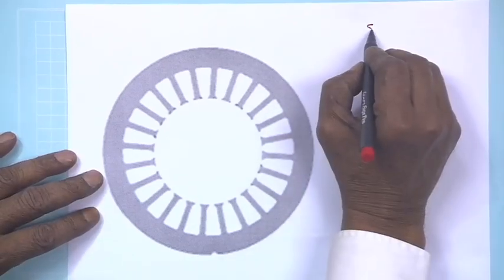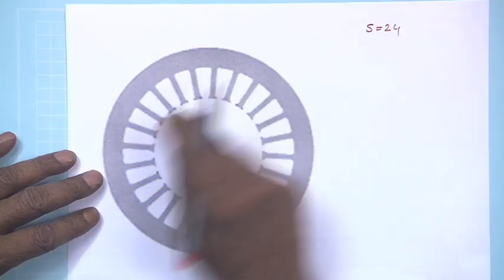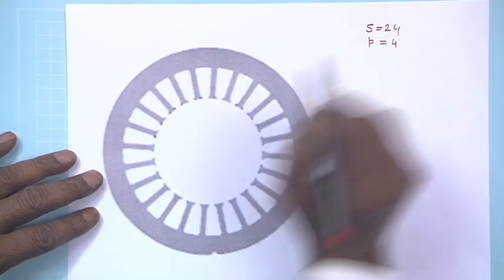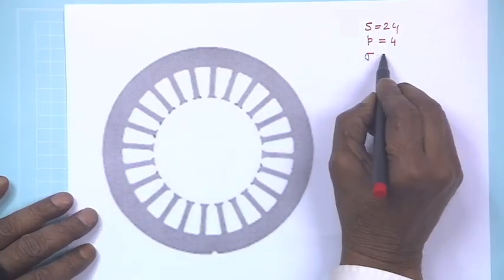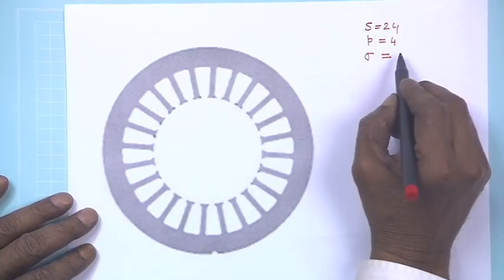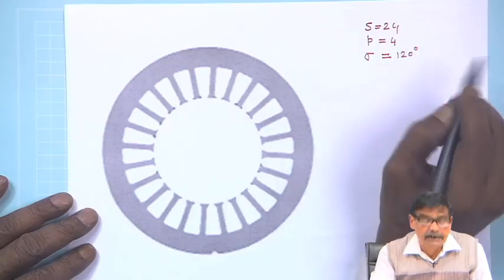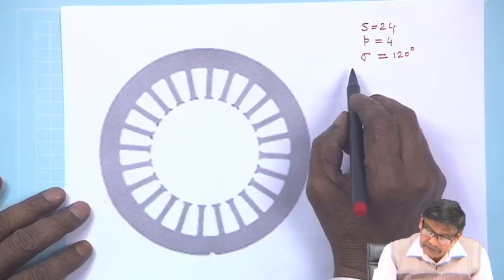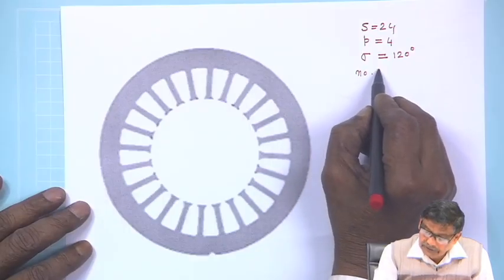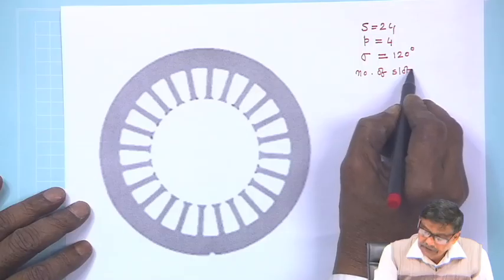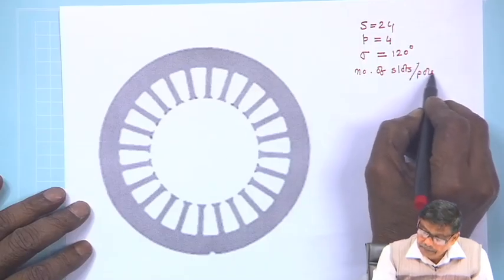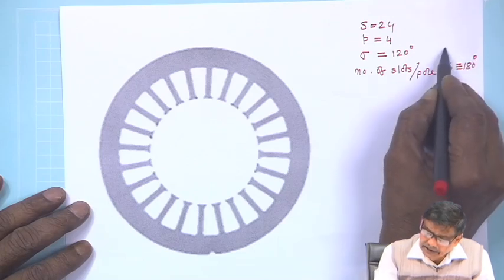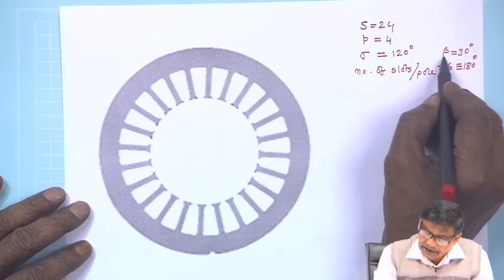Suppose the total number of slots is 24 as shown here, and the number of poles is 4. And I want to do a winding whose phase spread is 120 degree, all electrical. Therefore, you can see the number of slots per pole is 6, and that is equivalent to 180 degree. From there you get the value of beta to be 30 degree, that is fine.